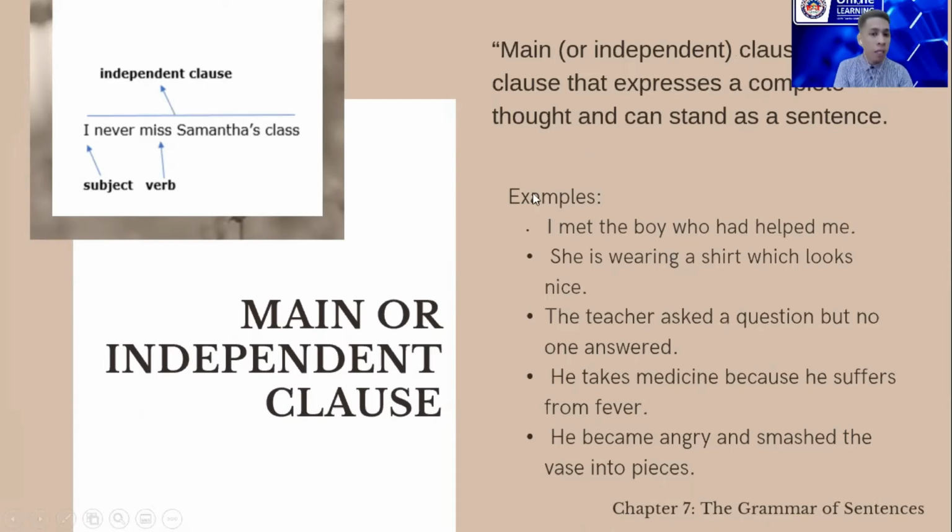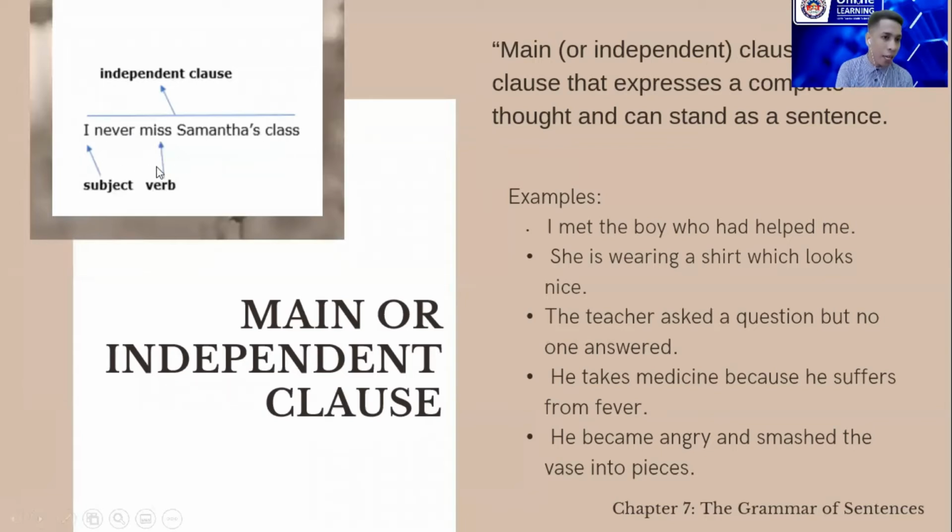So this one makes the sentence complete because you will not think implicitly, because the statement is already given. Second sentence: she is wearing a shirt which looks nice. So this one gives a suggested, already complete sentence, and the following sentences. Taking a look at this example: I never miss Samantha's class.